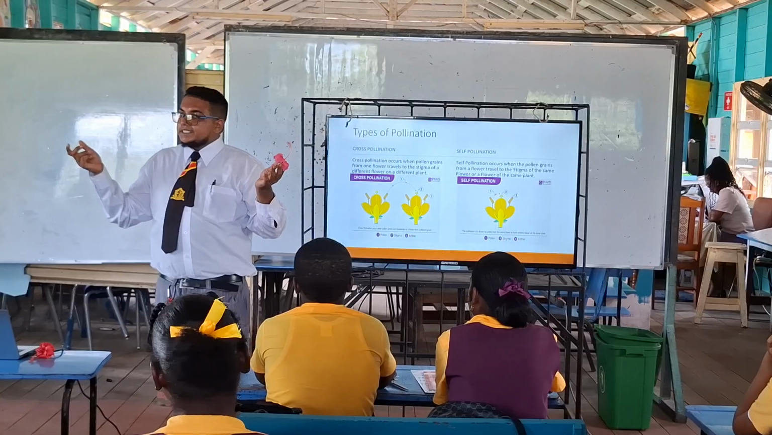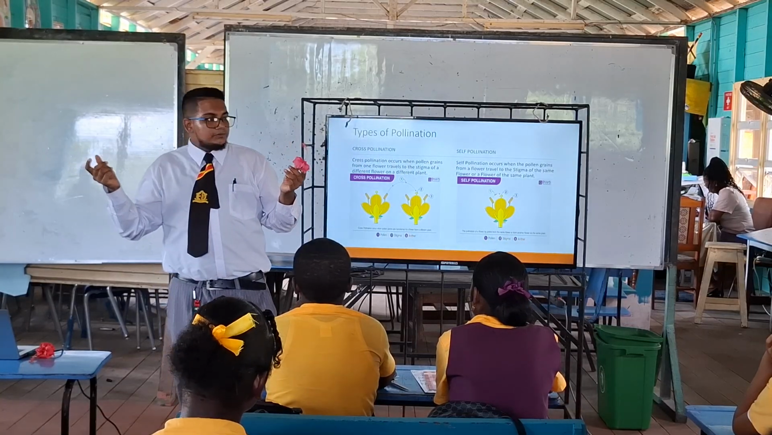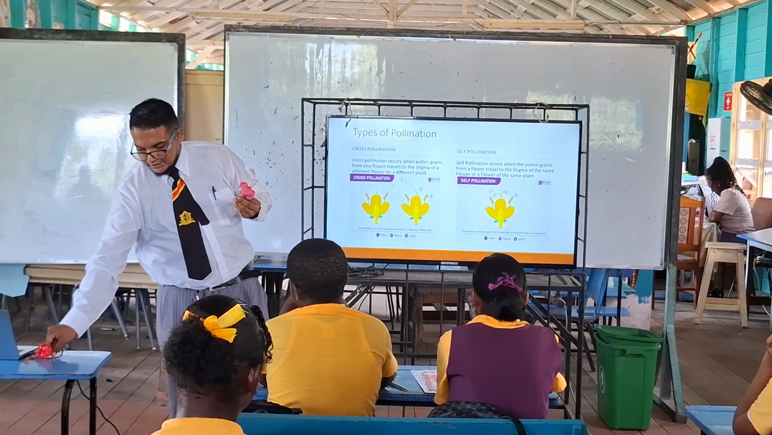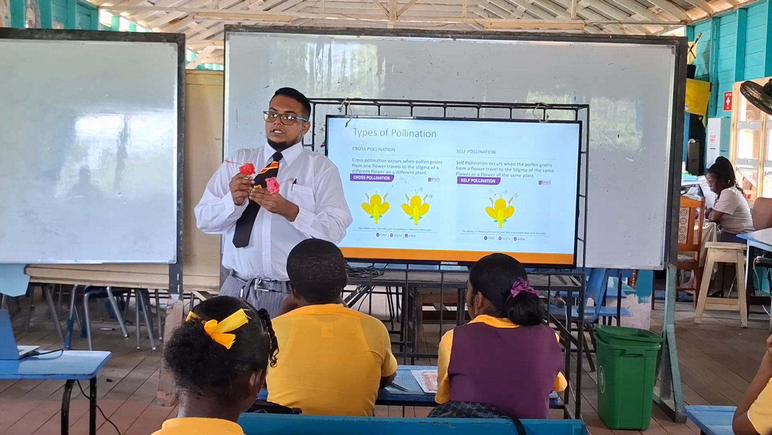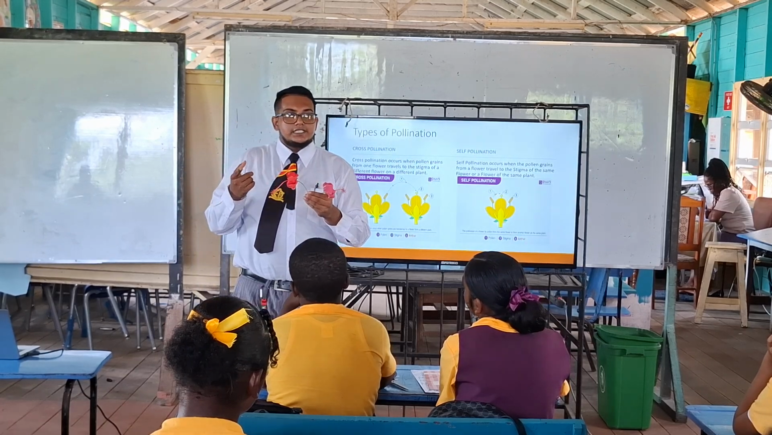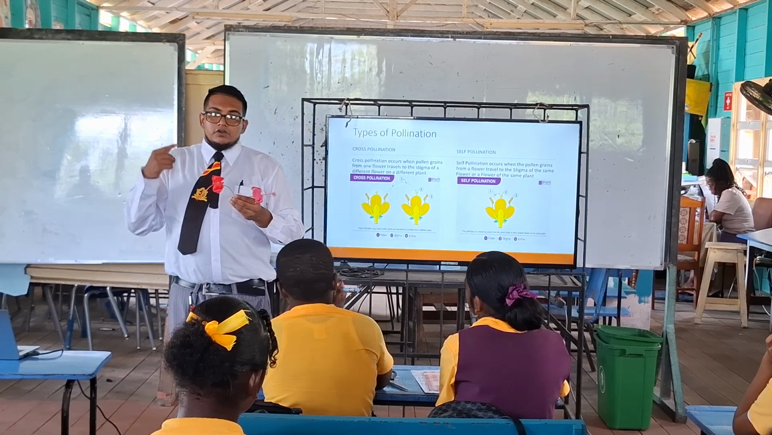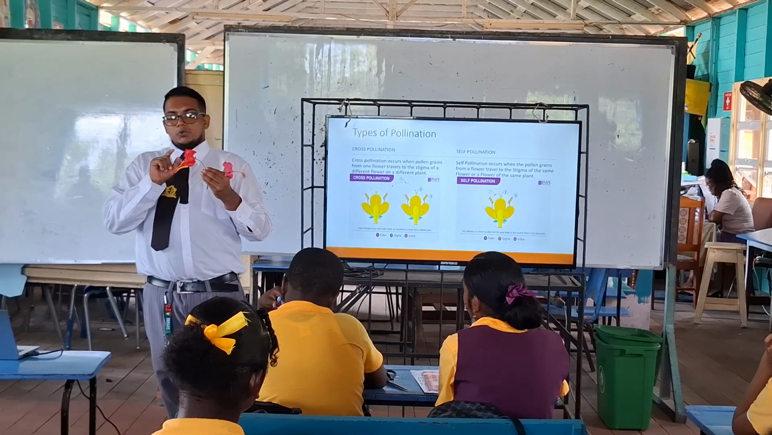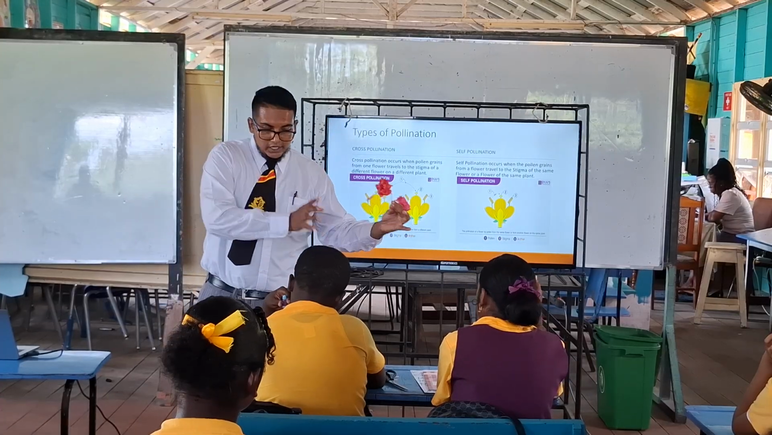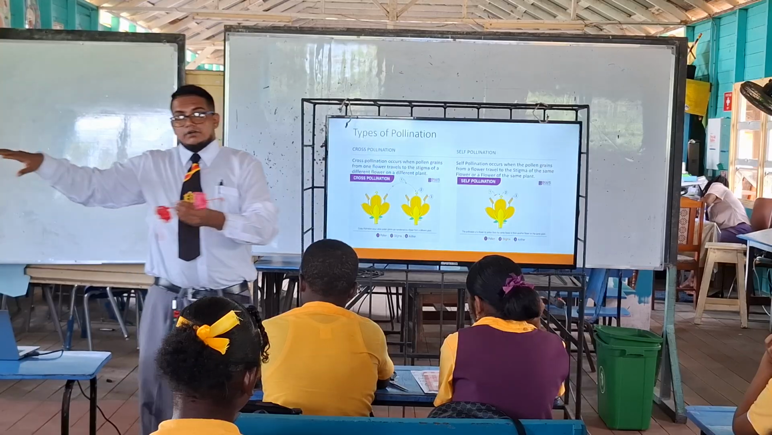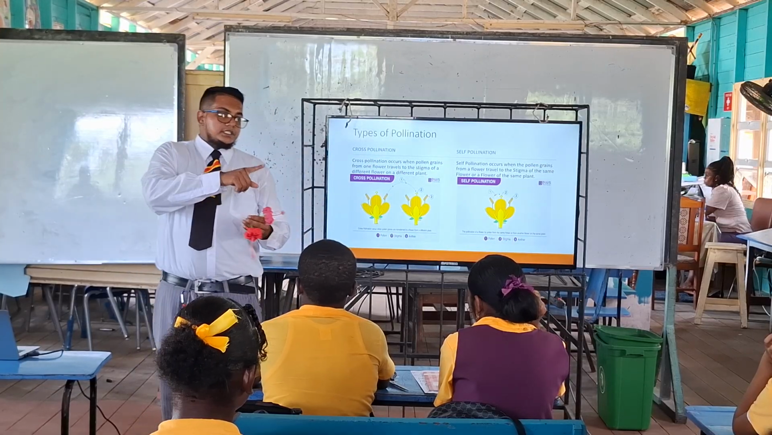No, because they come from the same tree. So that is a form of self-pollination. These two could be on the same tree, and the pollen grain from here goes to this one. That's still considered self-pollination. Cross-pollination only occurs when you have the pollen grain moving from a flower of one tree to the flower of a different tree.